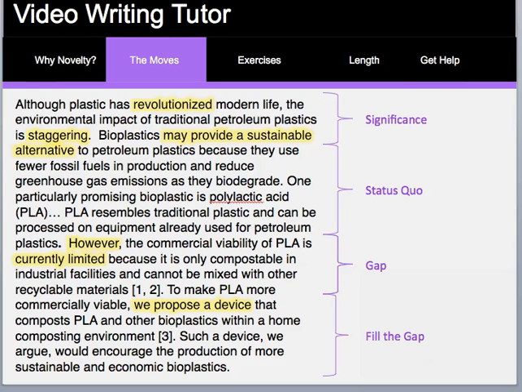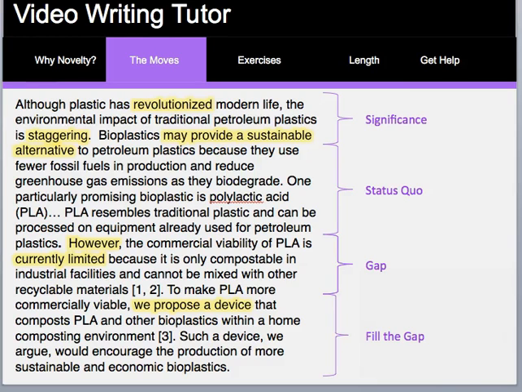We then learn that bioplastics may provide a sustainable alternative to petroleum plastics because of these reasons, and that one especially promising bioplastic is PLA, which has some advantages. Now, I'm going to classify this as the status quo. What is currently going on in the field? What people are using right now?